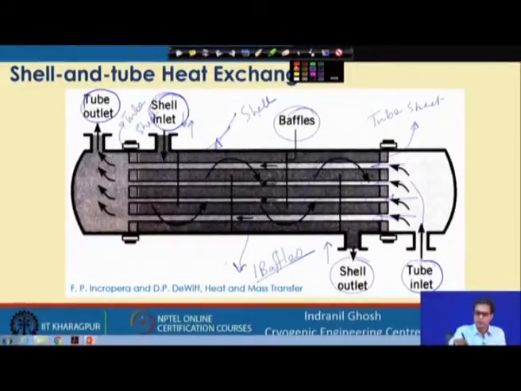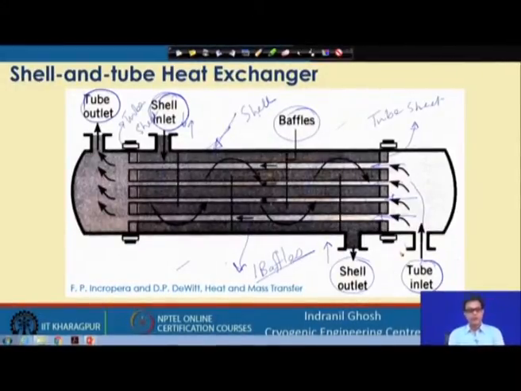If we look into it, if these baffles are not there, if we imagine that we have removed this baffle, what will happen? This shell side fluid will come in and flow like this in parallel, or in a counter current configuration if it is entering from this end, and it will flow onto this side through this annular space and come out.